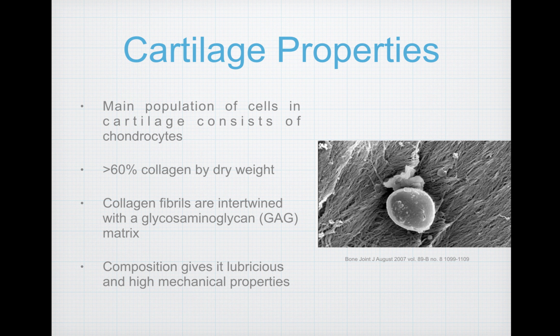The scanning electron micrograph to the right here appeared in Bone and Joint Journal in 2007, and it shows the dense fibrous extracellular matrix of native articular cartilage, and you can see a spherical chondrocyte located within a space in the tissue. And it's important to understand that this arrangement of tissue makes cartilage especially lubricious or frictionless, and it has mechanical properties so high that it can effectively distribute 10 times your body weight in a single joint.